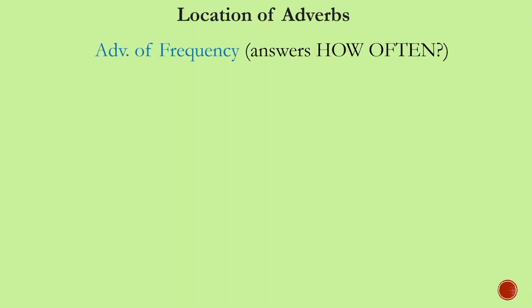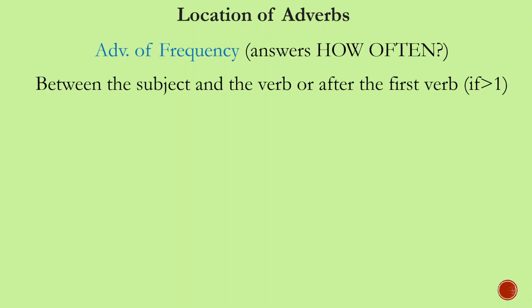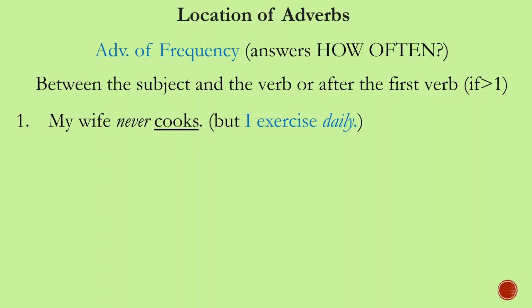Now let's look at the adverbs of frequency. Generally, they are placed between the subject and the verb, or after the first verb if there is more than one in the sentence. Let's have a look at the following examples. Look at sentence number 1. My wife never cooks. Here, never is the adverb of frequency, which comes between the subject my wife and the verb cooks.